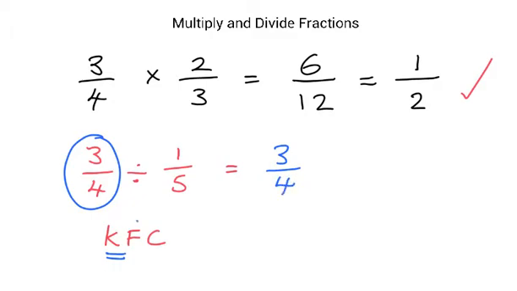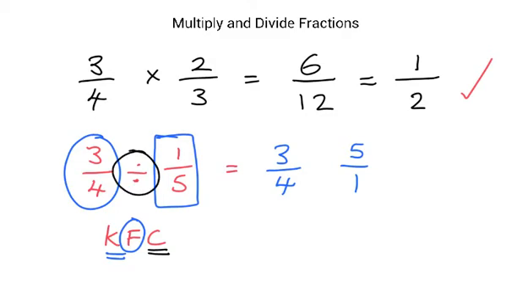Now the F means that we're going to flip this second fraction. So we're going to write what's called the reciprocal of it. So instead of 1/5, we flip it over and it becomes 5/1. And then finally, the C means that we're going to change something, and we're going to change the divide into a times. Now luckily we have just covered a multiplication of a fraction.